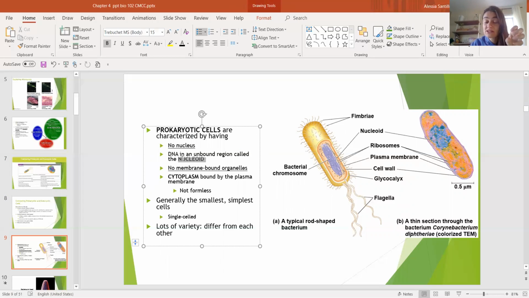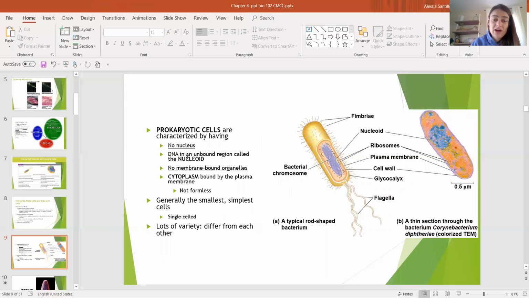So don't get this confused with nucleus. It sounds very similar to nucleus, right? Don't get that confused with nucleus. The nucleoid is an unbound region where the DNA of prokaryotes, so bacteria or archaea, is found. Different from a nucleus. A nucleus has an actual membrane around it. Okay, so it's an actual container that contains DNA. Nucleoid is just a region, it's just like a field.